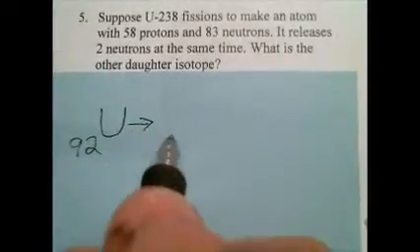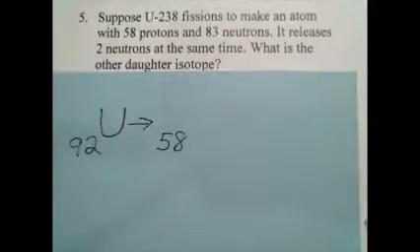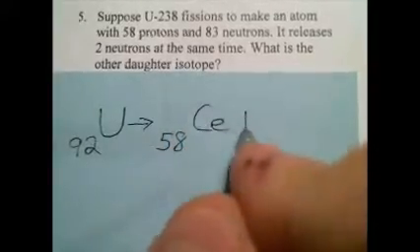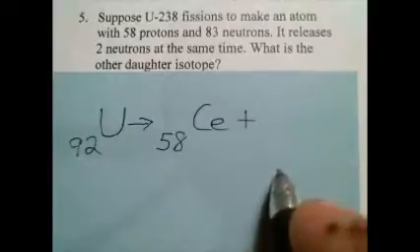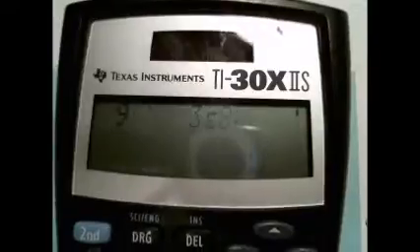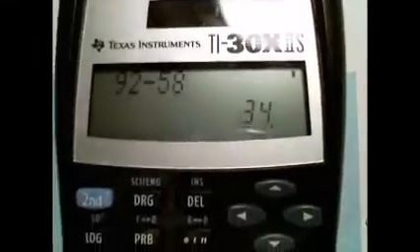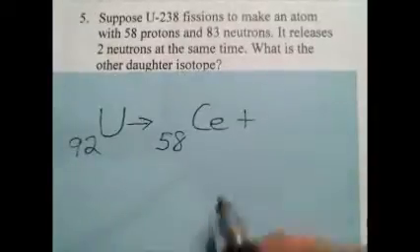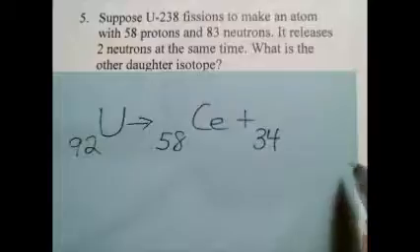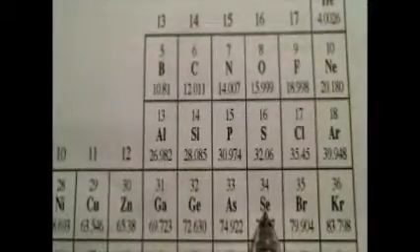So we have the arrow, 58, and that is from the periodic table, Ce, plus something else. So I take my calculator and I subtract 92 minus 58, and I get 34. So we have 34 other protons in our daughter isotopes. And from the periodic table, number 34 is Se.